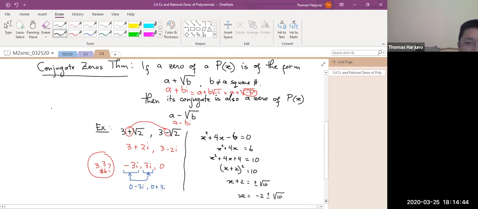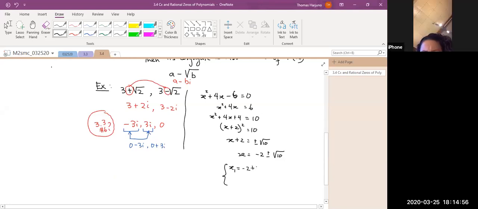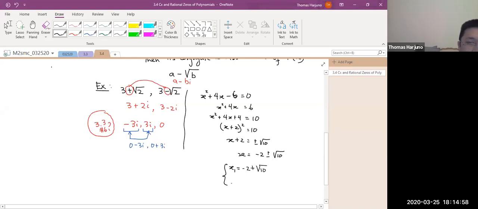Notice that the solutions are not rational, they are irrational. Okay, and when we split them, we write them term by term. Negative 2 plus square root of 10 is a solution, but because that's irrational, then the conjugate, negative 2 minus square root of 10, must also be a solution. Okay, now that's the key of this conjugate zero theorem.